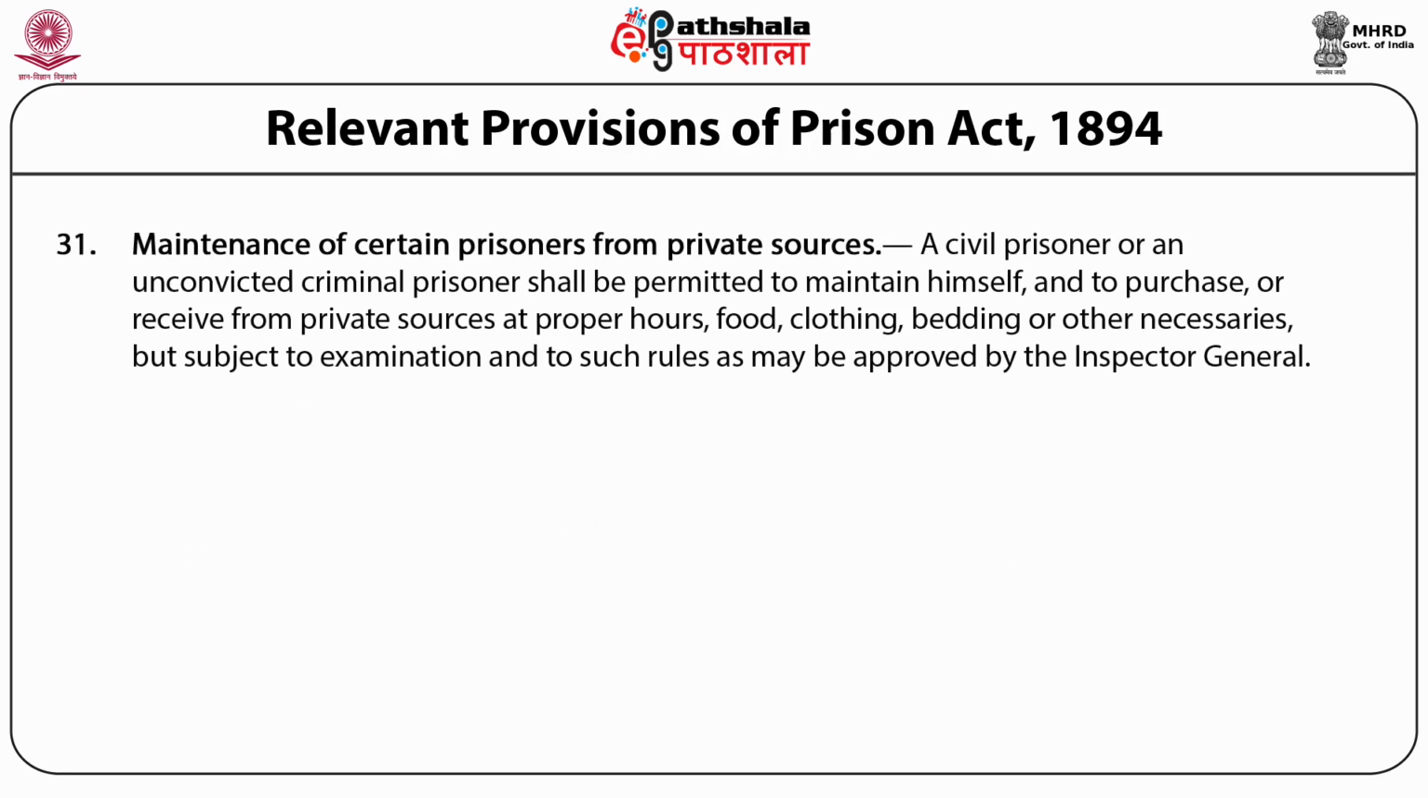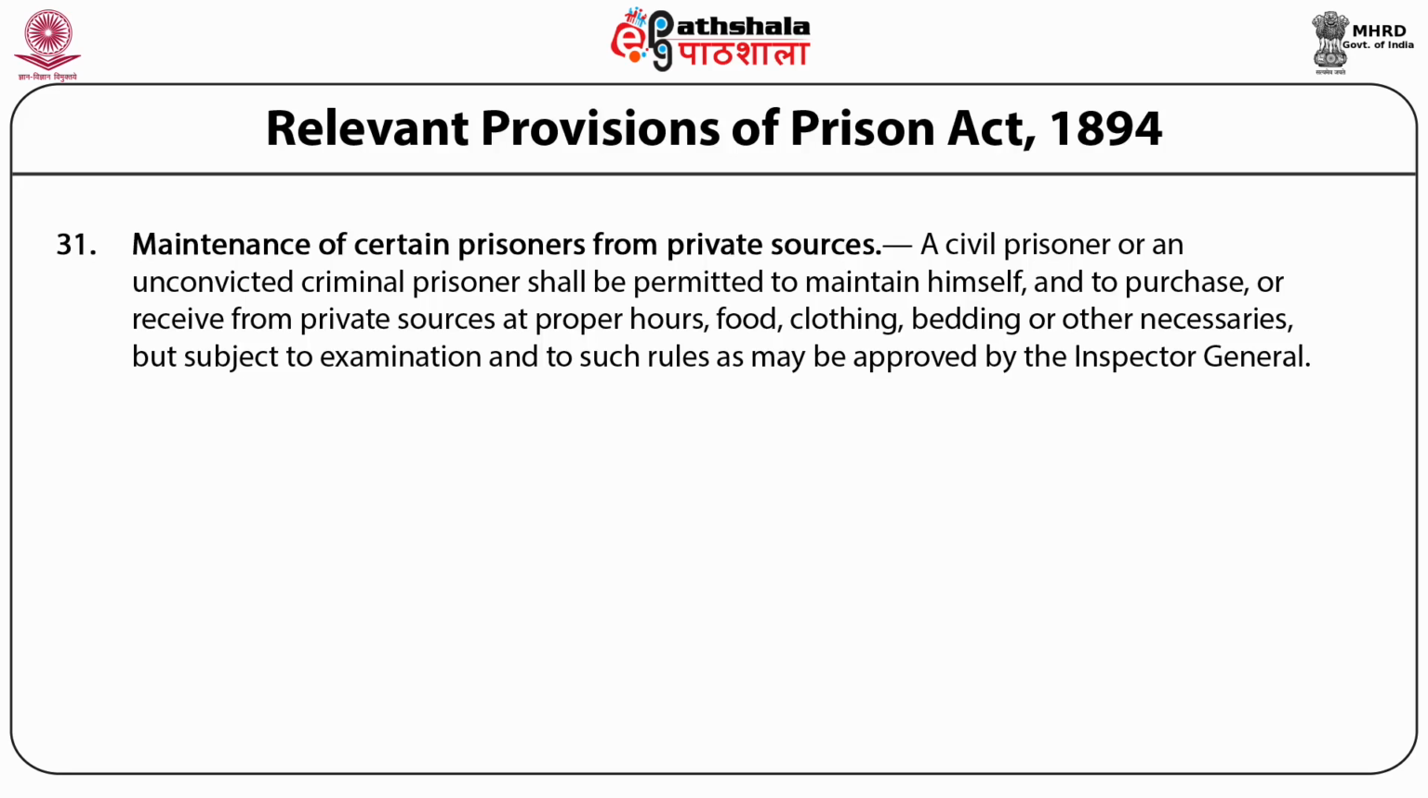Now, Section 31 deals with maintenance of certain prisoners from private sources. This is a very contentious issue in India and is often covered by the media. A civil prisoner or an unconvicted criminal prisoner shall be permitted to maintain himself and to purchase or receive from private sources at proper hours food, clothing, bedding or other necessities, but subject to the examination and to such rules as may be approved by the Inspector General.